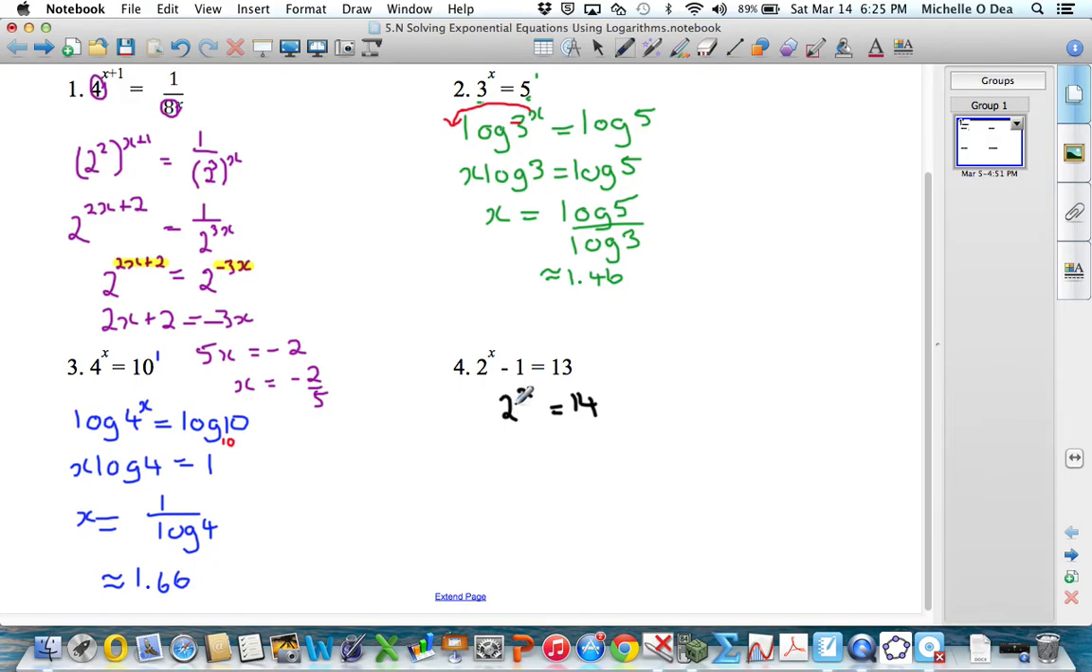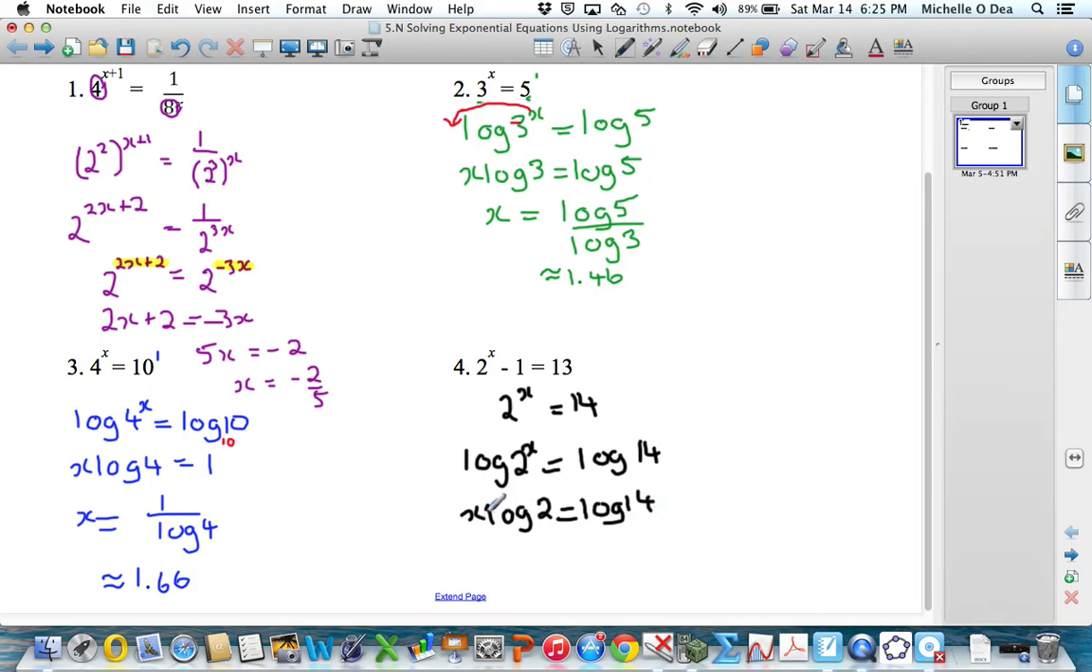Again, we have the problem. 14 cannot be written as 2 to the power of something, there's not a nice whole number anyway. So we can't use the same technique as question 1. So we have to take the log of both sides. So we take log of 2 to the power of x. Don't forget to take log of the right hand side as well. You have to keep it balanced. And then we use our rule, bring the power down the front, just using our power log rule. So we'll have x log 2 equals log 14.